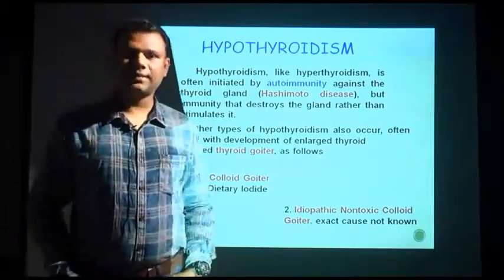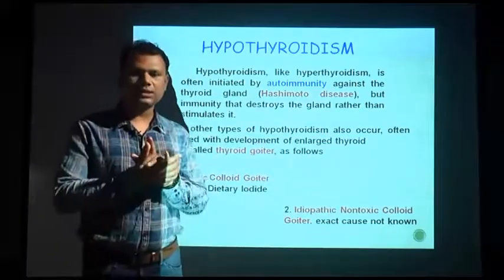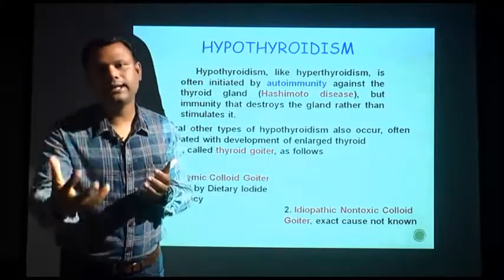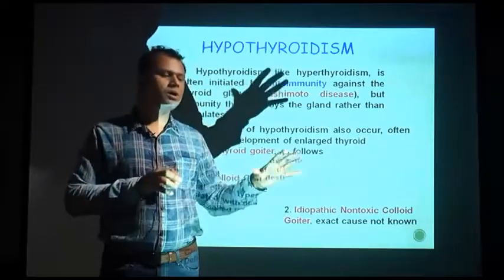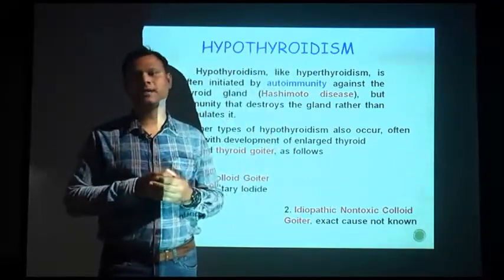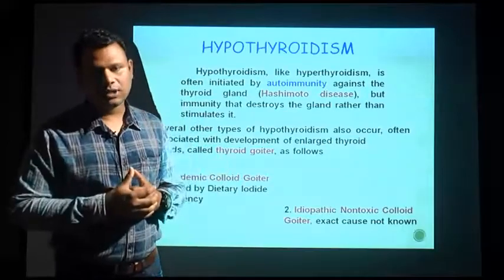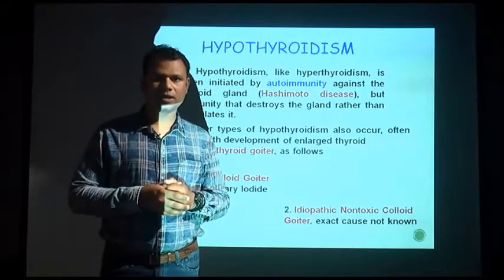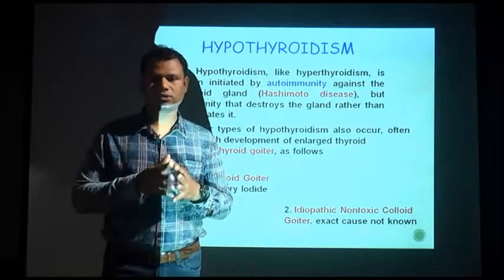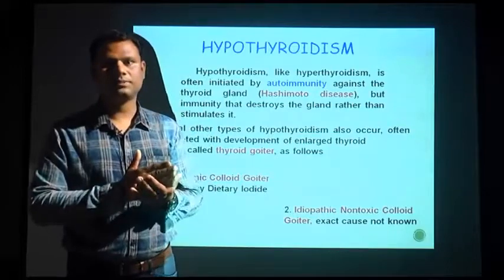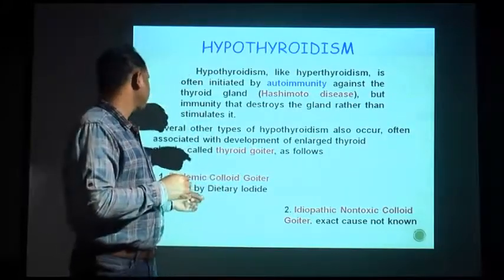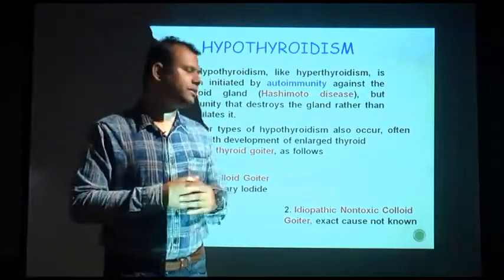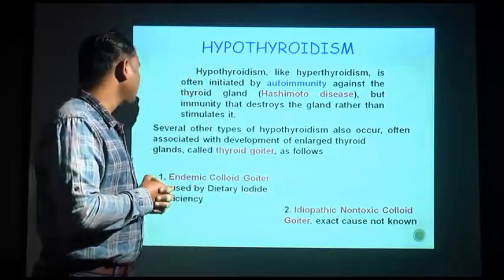One is endemic colloidal goiter, which is caused by dietary iodine deficiency. If your intake of iodine is less, though a sufficient amount of follicular cells are there, the cells are not able to generate thyroxine production. So endemic colloidal goiter is basically due to deficiency of dietary iodine. If you are not taking in iodine, you will definitely suffer from endemic colloid goiter.